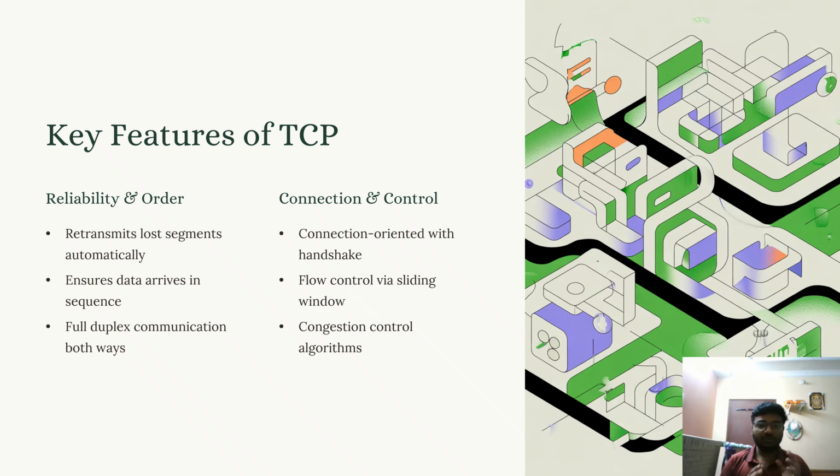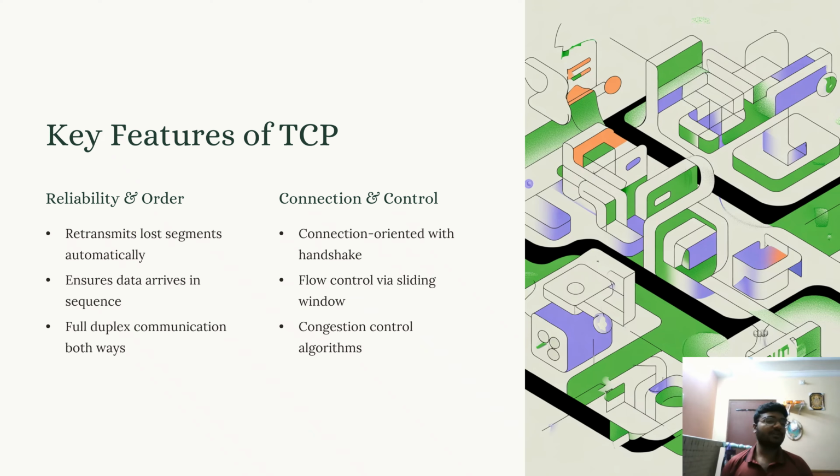It divides data into segments and numbers each one so packets don't get mixed up. TCP's error control means lost or damaged data is always retransmitted, guaranteeing delivery. Flow control makes sure the sender doesn't overload the receiver, kind of like pouring water slowly into a glass instead of all at once. Full duplex allows two devices to send data at the same time, similar to talking and listening on a phone call.